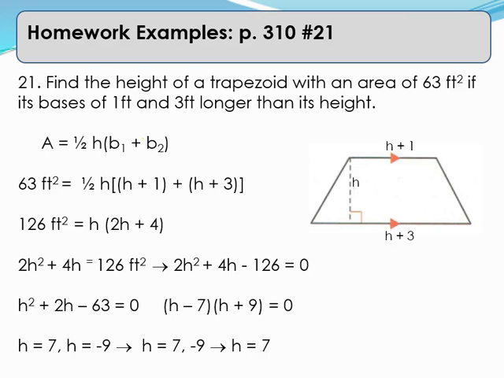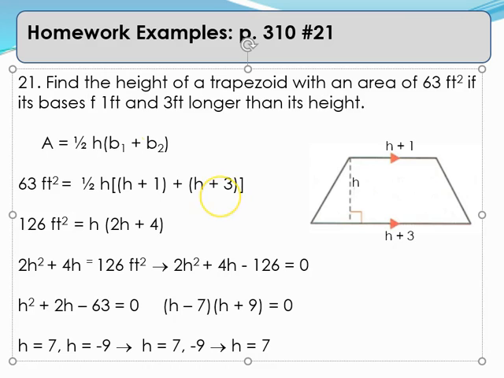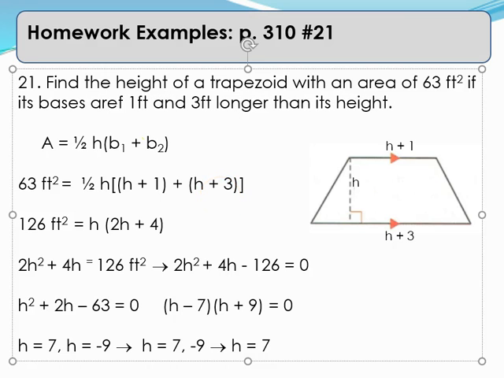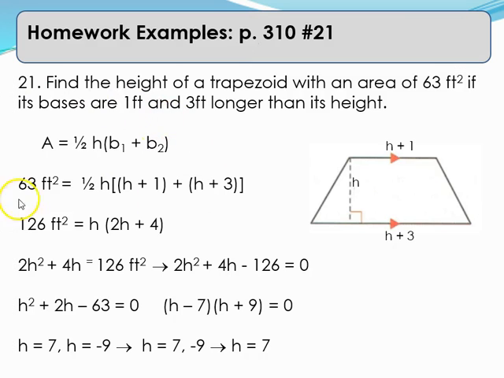Number 21. This is a little more involved. We will be going over some of these in class. Find the height of a trapezoid with an area. Once again, we have the area of 63 feet squared, and its bases are 1 foot and 3 feet longer than its height.